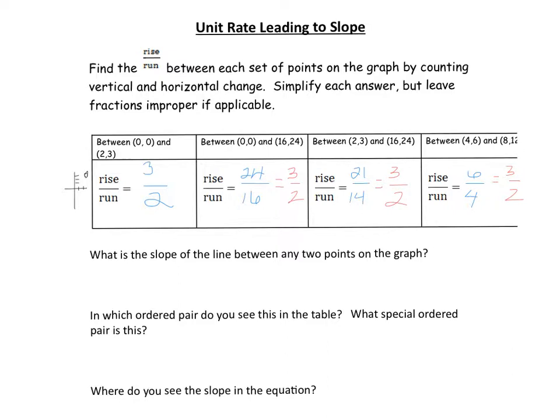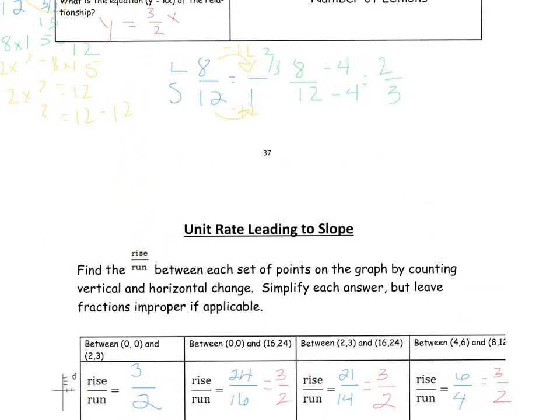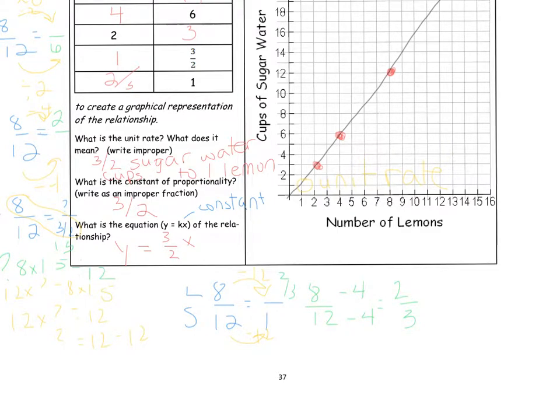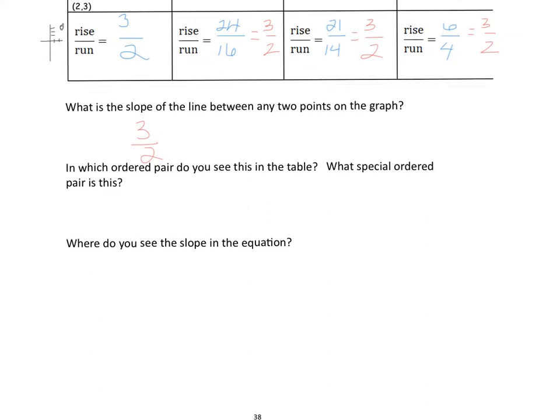So notice on each of these, when we compared any 2 points, it didn't matter which 2, we ended up with that constant, that unit rate, of 3 to 2. Okay? So the slope of the line between any points on the graph is going to be 3/2. And it says, in which ordered pair did you see this in the table? It means if I go back to this table right here, where did I see 3/2? I saw that when I had 1 lemon equals 3/2 cups sugar water.